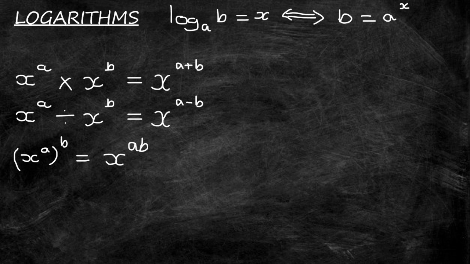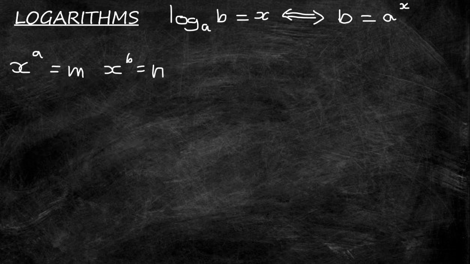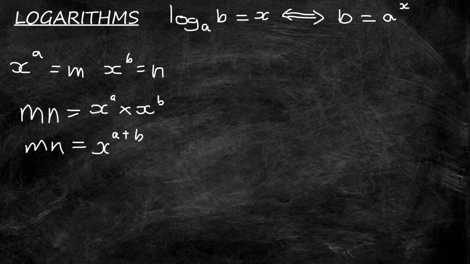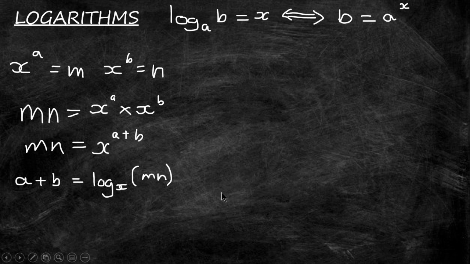So say for example we had x to the a equals m and x to the b equals n. Now this means that mn, so m multiplied by n, would be x to the a multiplied by x to the b, which using our indices rule from earlier is equal to x to the power of a plus b. And then using this logarithm rule that we have at the top of the page here, we know that this will be equivalent to a plus b equals log base x of mn.